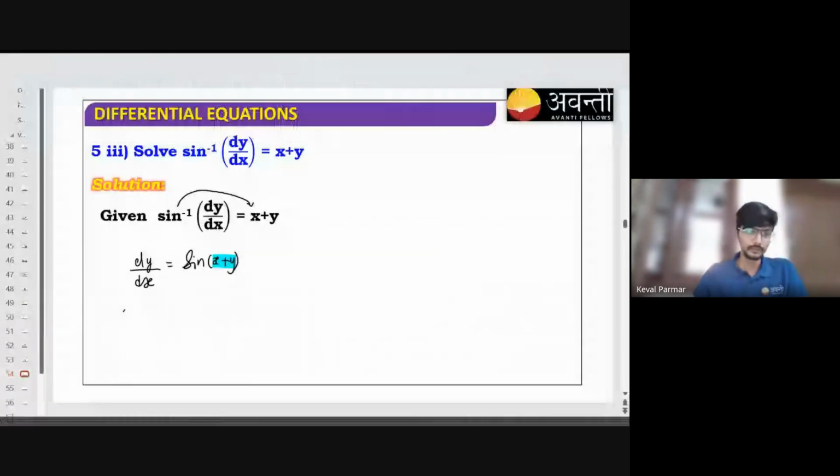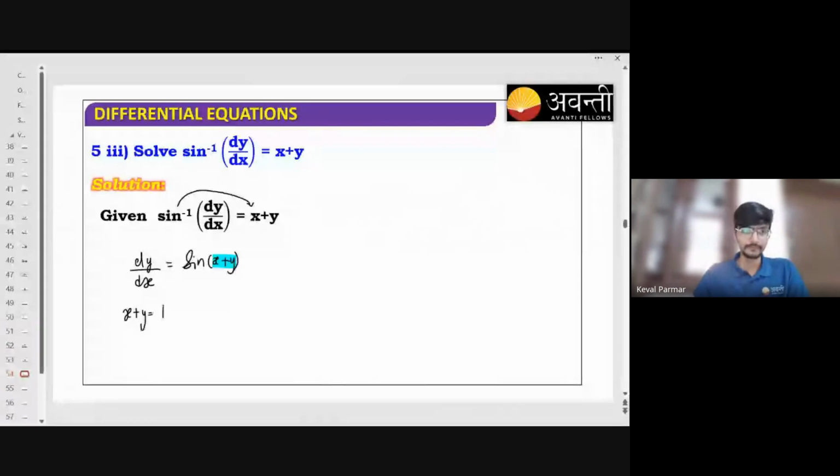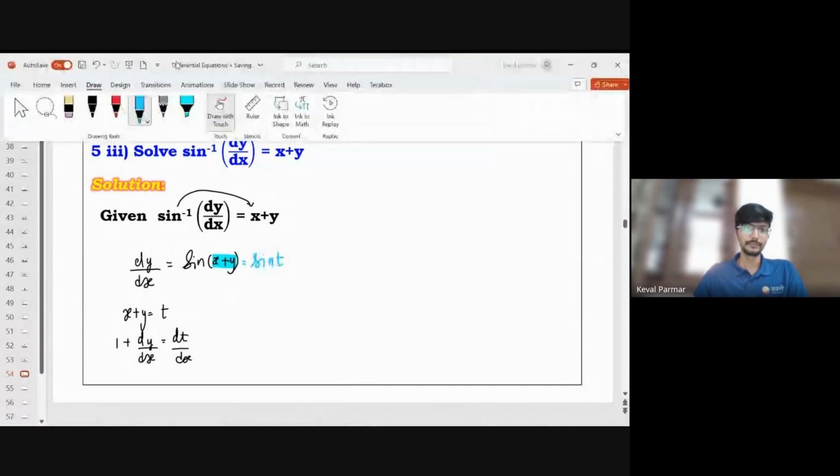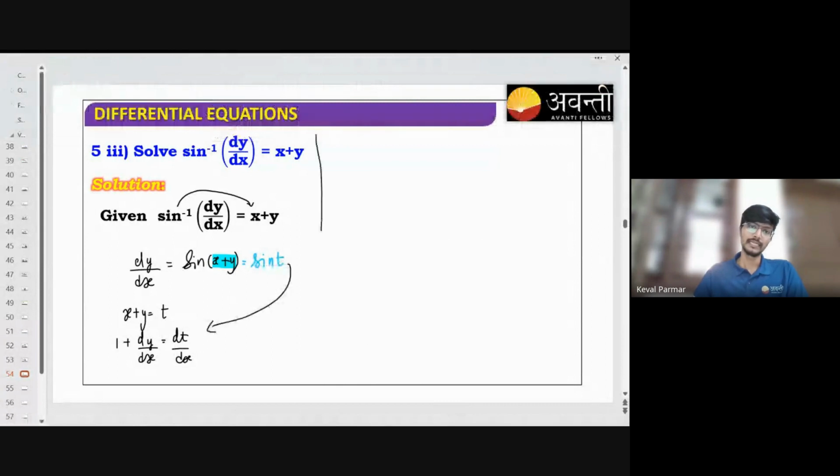So differentiating with respect to x, I'll get 1 plus dy over dx is equals to dt over dx. And what will dy over dx become? It will become sine t. So simply substitute this here. So my equation will be 1 plus sine t is equals to dt by dx. Cross multiply, so I'll get dx is equals to dt upon 1 plus sine t.